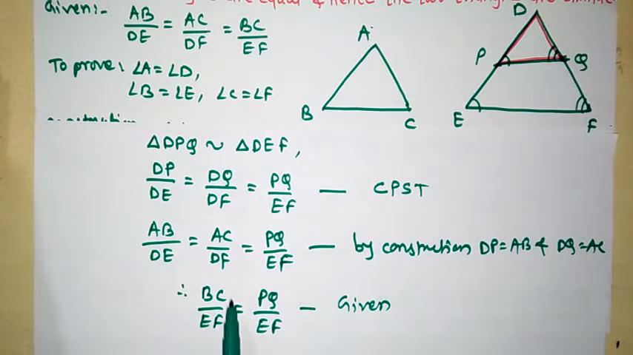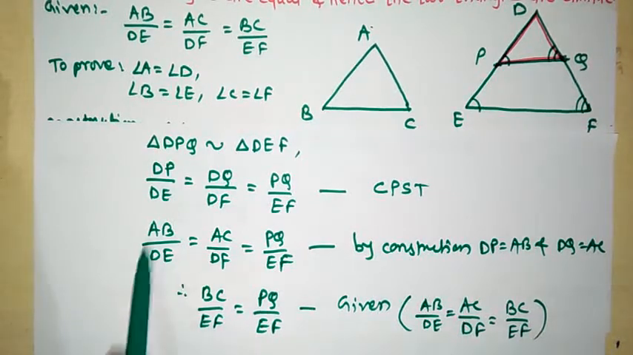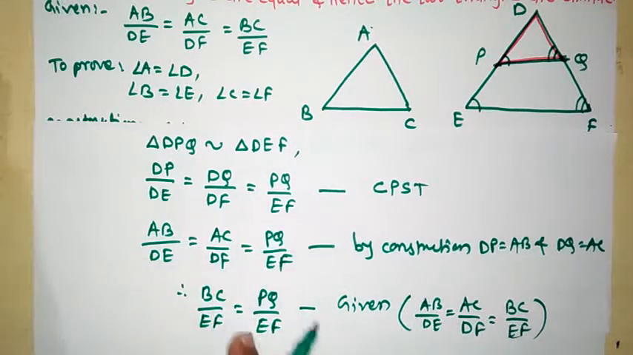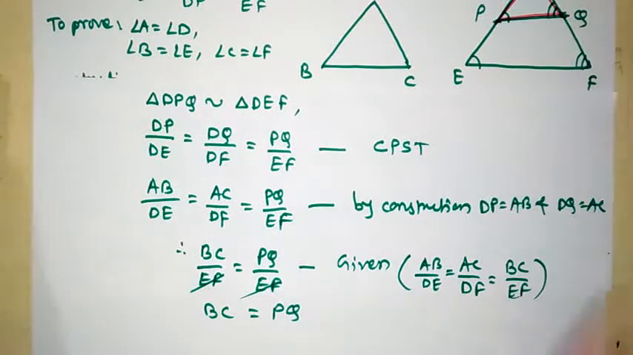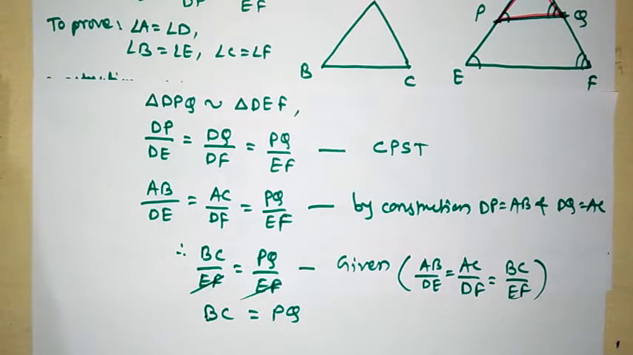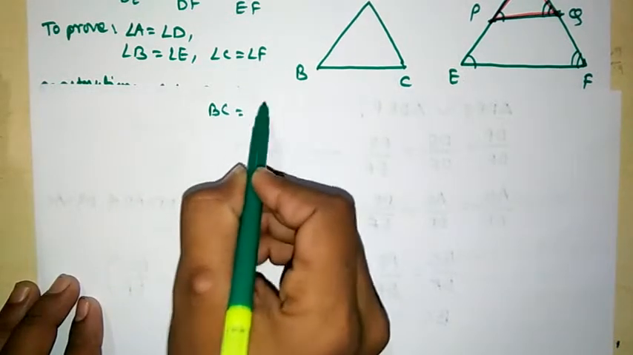It is given that AB/DE = AC/DF = BC/EF. In the given data, AB/DE = BC/EF is given. Instead of AB/DE and AC/DF we have written BC/EF. Then EF gets cancelled. We will get here BC = PQ. We got BC = PQ.